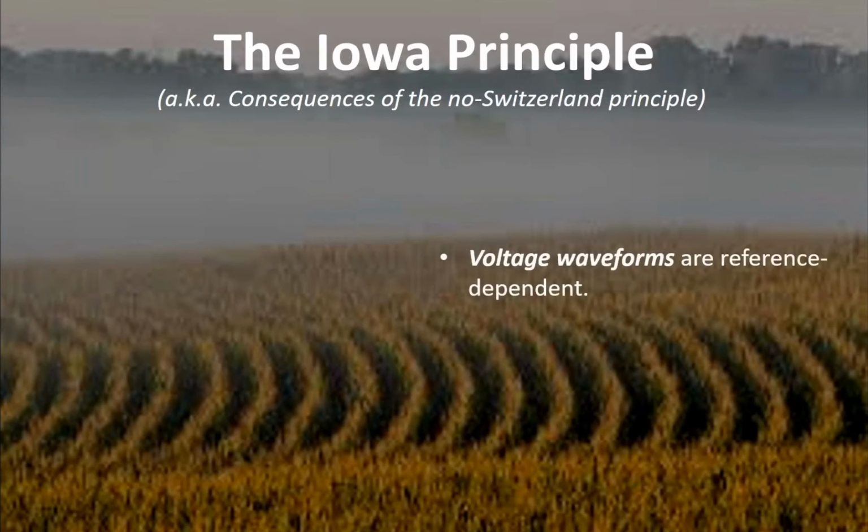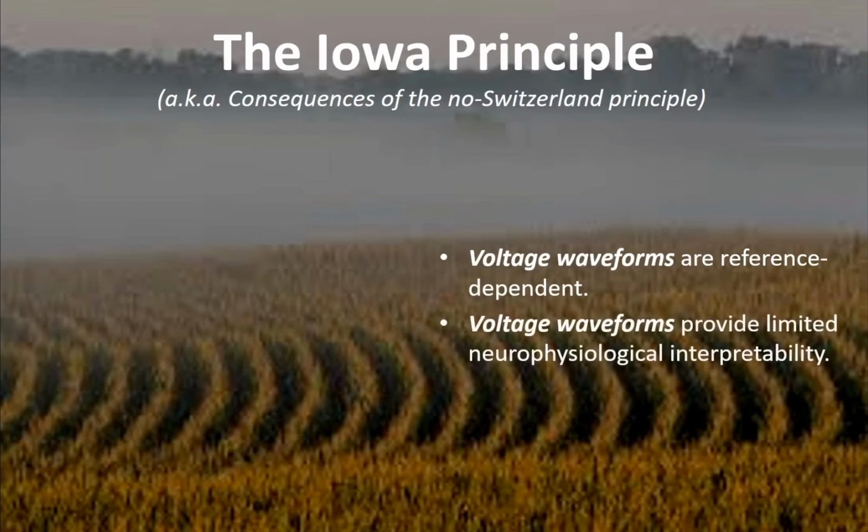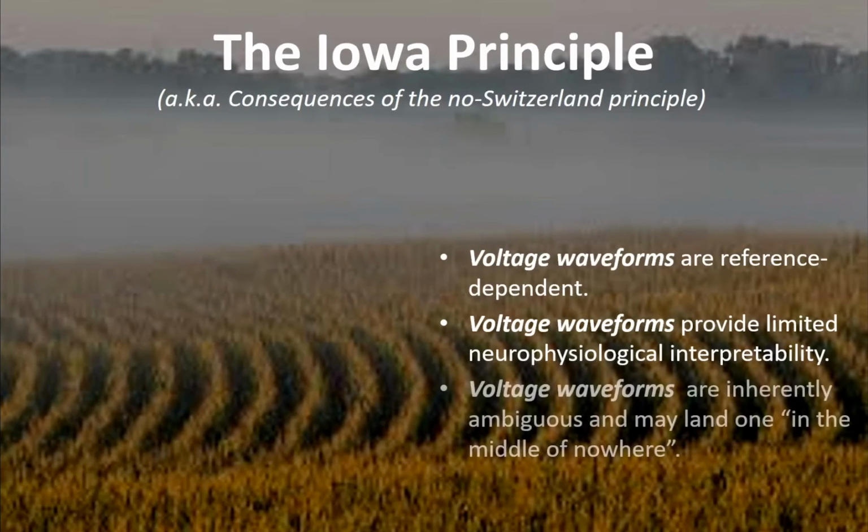So I would put to you that voltage waveforms are reference dependent, which we've already seen earlier in the talk. Therefore, waveforms provide very limited neurophysiologic interpretability, and I'll explain what I mean by that momentarily. Because of this, voltage waveforms are inherently ambiguous, and they can get one in the middle of nowhere. And I think if nothing else, this would probably be the key slide to remember of today's presentation.